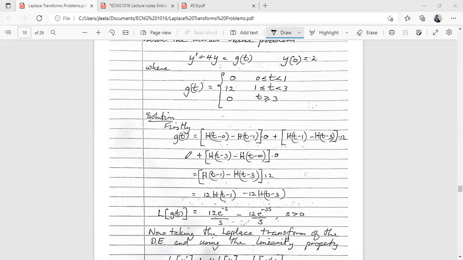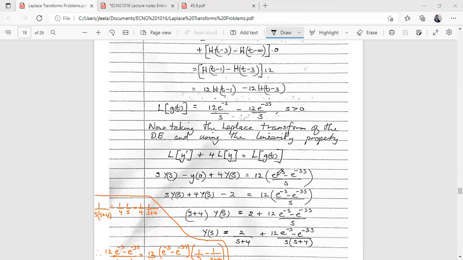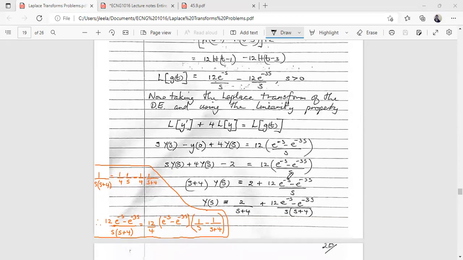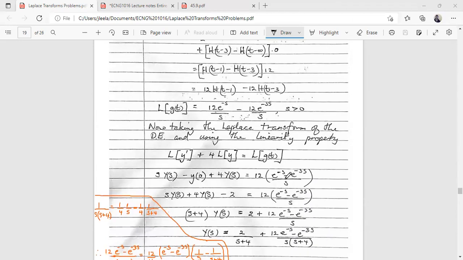So you're taking the Laplace transform of the left-hand side now. We already did it for the right-hand side. Right? So L{y'} is sY(s) minus y naught, plus 4Y(s). And this part here, 12 times (e to the minus s minus e to the minus 3s) over s. Right? And now you substitute your initial condition, which is y naught to be 2. Right? So you have sY(s) minus 2 plus 4Y(s).